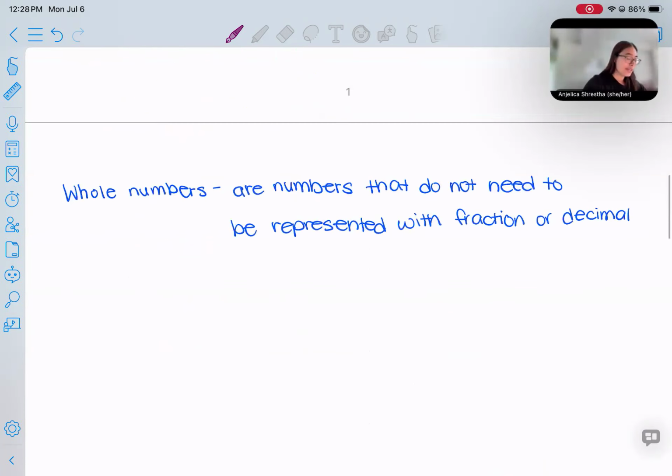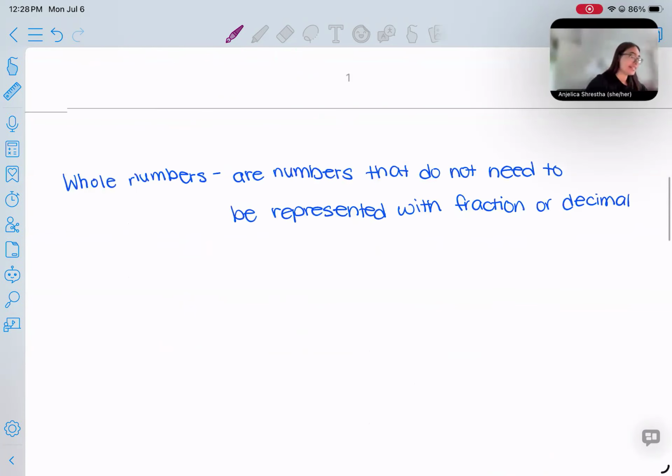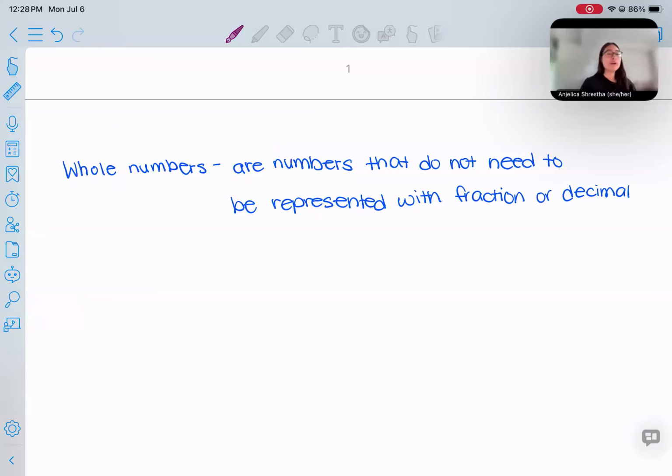So, in our class last time, what have we learned so far? Right, about whole numbers. So what are whole numbers? Let's write this down. Whole numbers are numbers that do not need to be represented with a fraction or decimal, right?